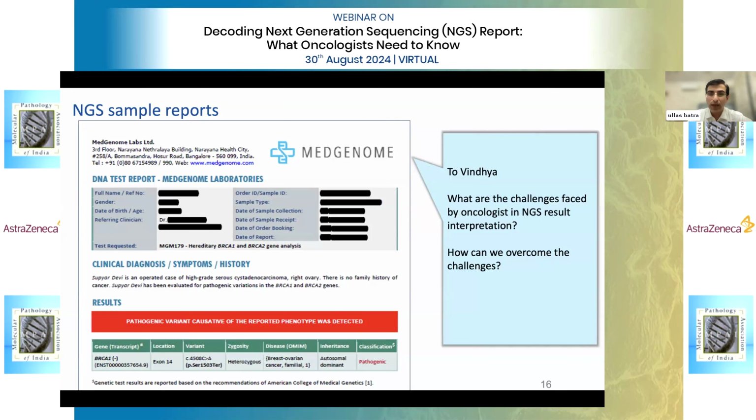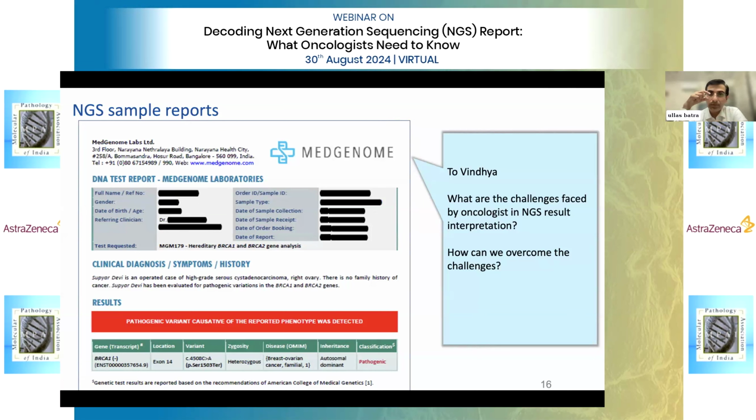Once you get an NGS report, what goes through your mind? So first I look for this red bar, whether there is any pathogenic variant. Correct. And then you say, let's go somewhere else, which is actionable.